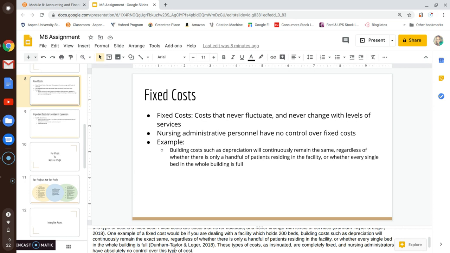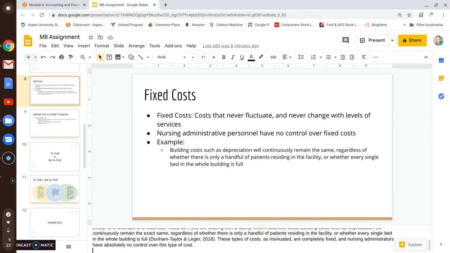One example of a fixed cost would be if you are dealing with a facility which holds 200 beds. Building costs such as depreciation will continuously remain the exact same, regardless of whether there is only a handful of patients residing in the facility or whether every single bed in the whole building is full. These types of costs, as insinuated, are completely fixed, and nursing administrators have absolutely no control over this type of cost.